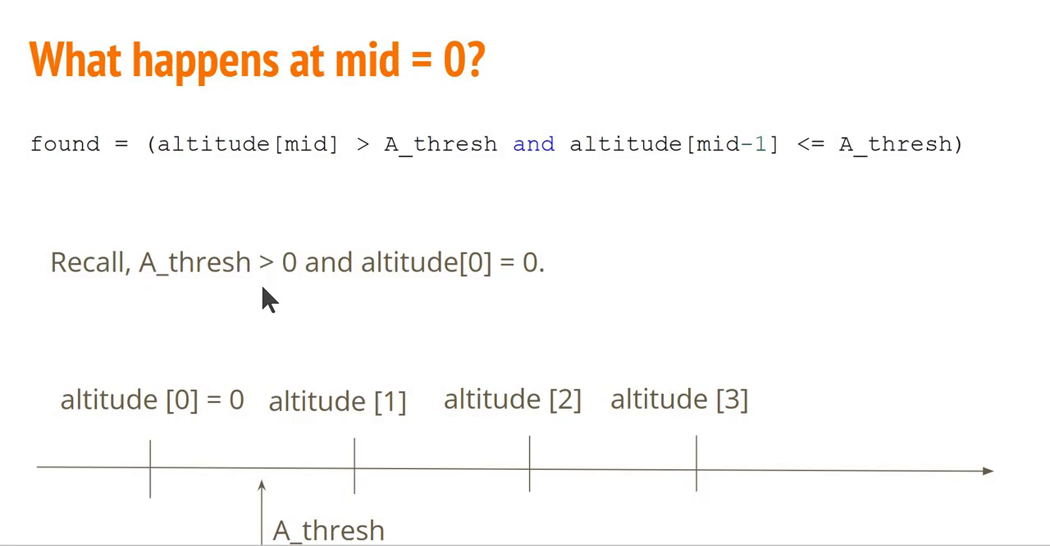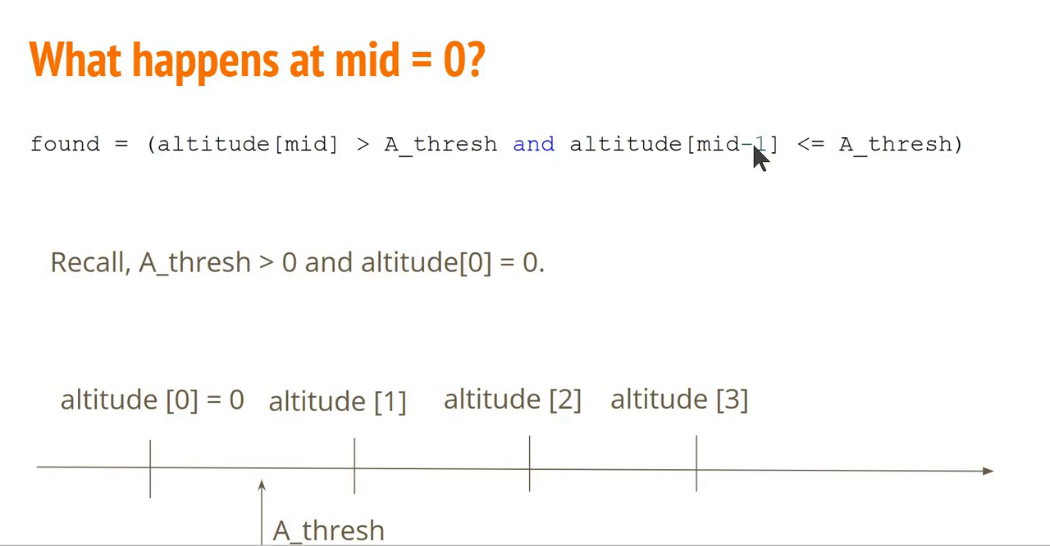Now, one question that might come up is what happens if mid were to become 0? So for example, here, if I were to do found is altitude mid greater than a threshold, and altitude mid -1 less than equal to a threshold, what happens if mid is 0? Because this would be altitude -1, which is the last value on that list. Remember, -1 means the last value.